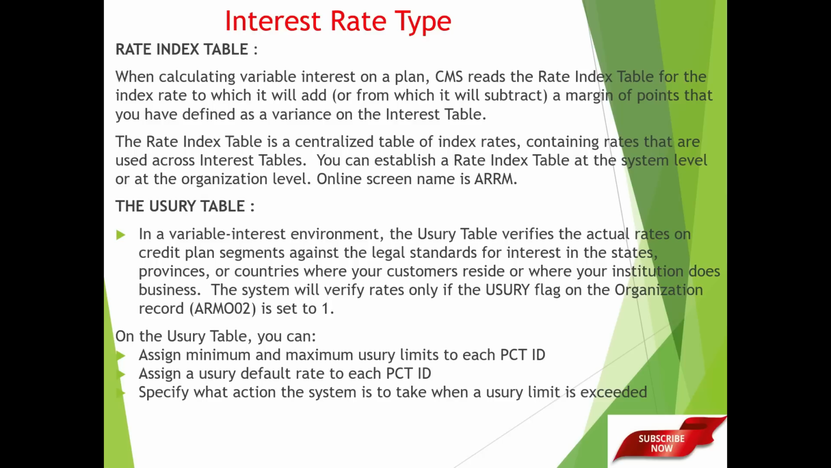Rate index table here. When calculating variable interest on a plan, CMS reads the rate index table for the index rate to which it will add a margin of points that you have defined as a variance on the interest table here. The rate index table is a centralized table of index rates containing rates that are used across interest tables. We can establish a rate index table at the system or org level. Online screen name is ARRM here.